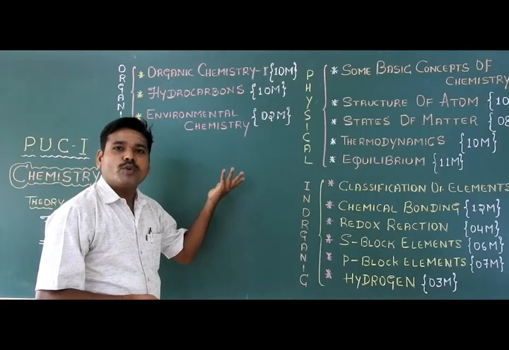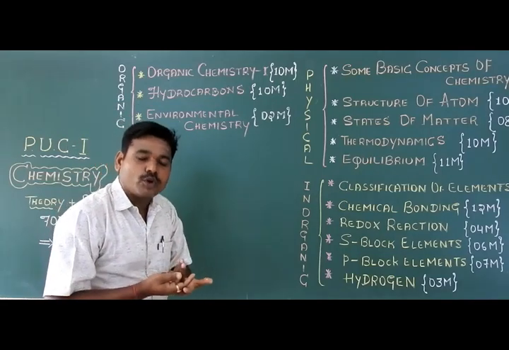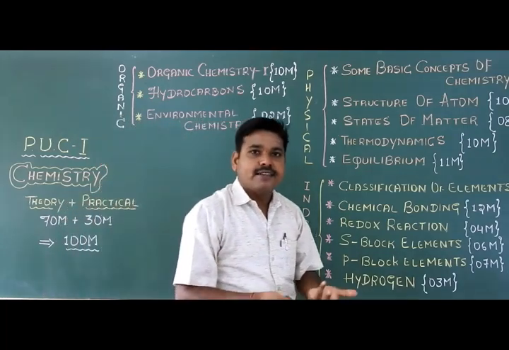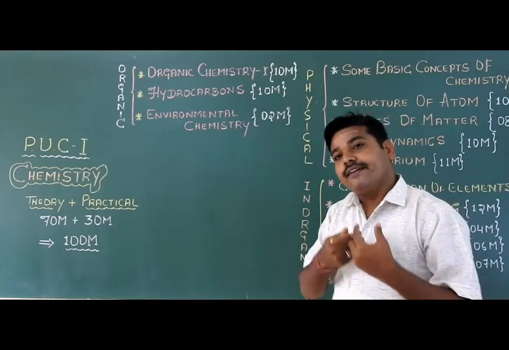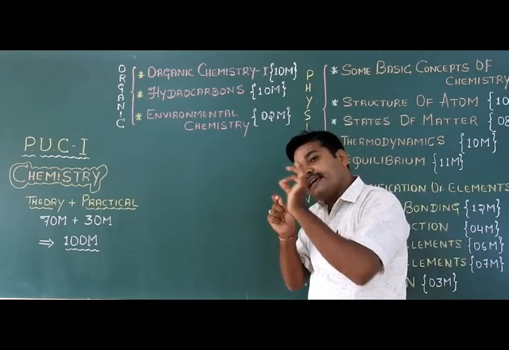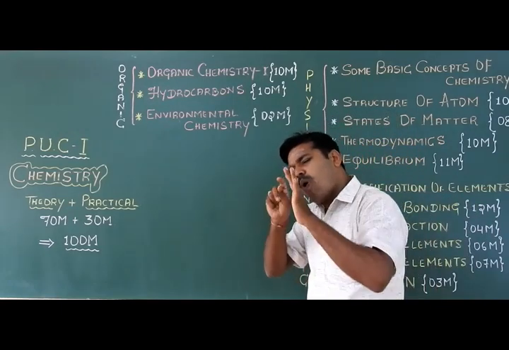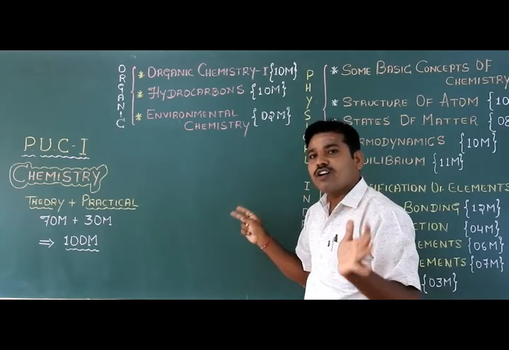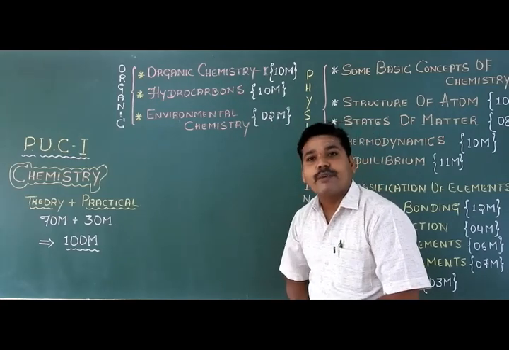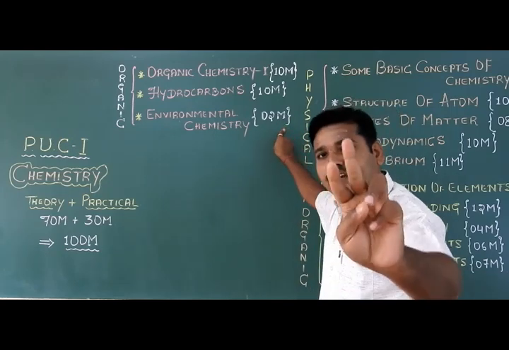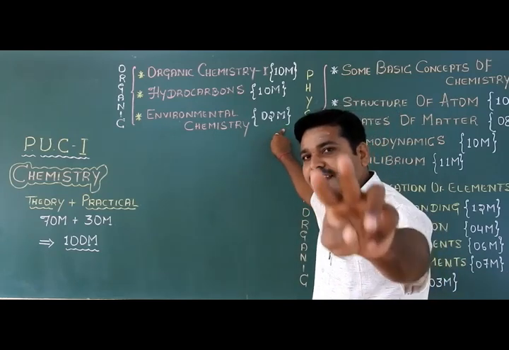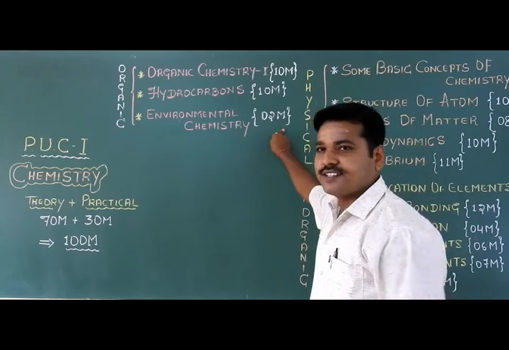So you already know what is meant by pollution, what is meant by pollutants, then types of pollution, and what are the important measures to control environmental pollution. All these important general concepts come under this environmental chemistry part. And the weightage of this chapter is only 2 marks in the final examination, students.